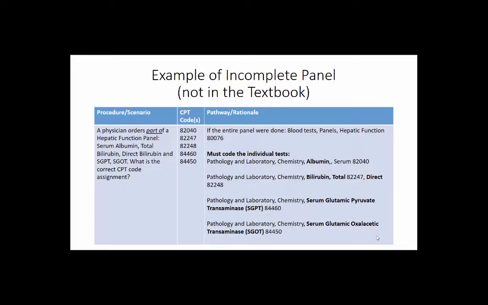If the entire panel were done, you would look under blood test, panels, hepatic function, and 80076. But because we know that the physician only ordered part of the hepatic function panel, you would code those individual tests. And I found them by looking at pathology and lab as my main term, chemistry, and then the individual test, the albumin, total bilirubin, direct bilirubin, SGPT, and SGOT. I suggest if you don't know what those stand for, that somewhere in your code book you would write what that acronym stands for so you would know.